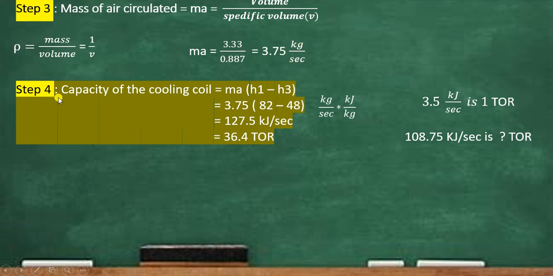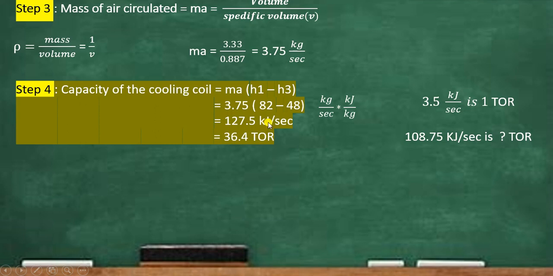And step number 4, the first unknown asked in the question paper is the capacity of the cooling coil. This equation you have written in step number 1 or step number 2. So MA times H1 minus H3. The mass of the air is 3.75, and H1 you have taken as 82 and H3 is 48. So 82 minus 48, multiplied by 3.75, you will get 127.5 kilojoule per second. This is the actual value of the capacity of the cooling coil, but the question paper specifically asks in terms of ton of refrigeration.